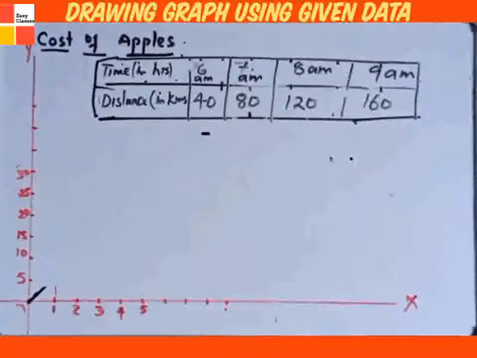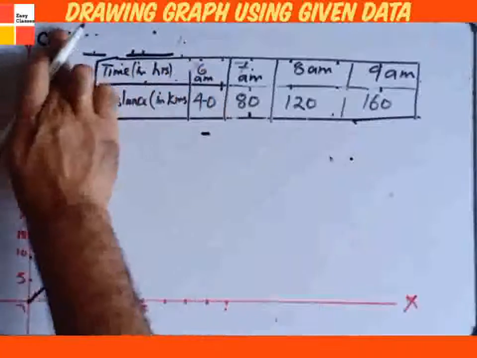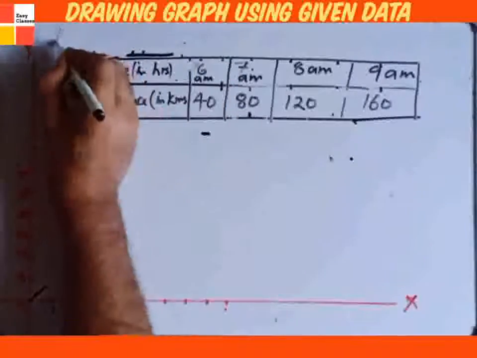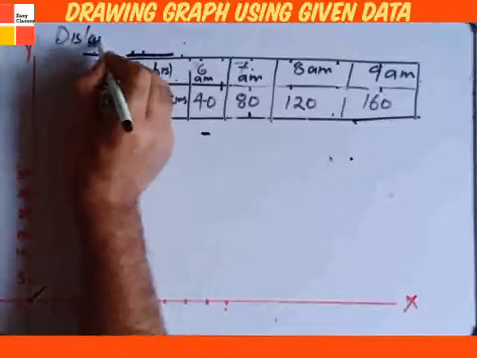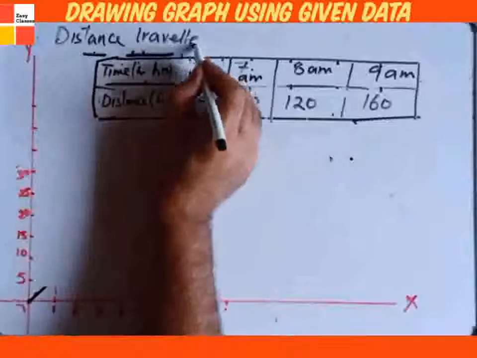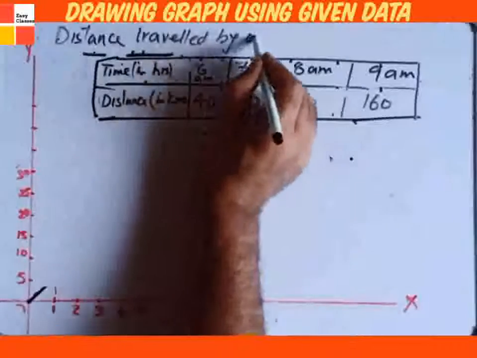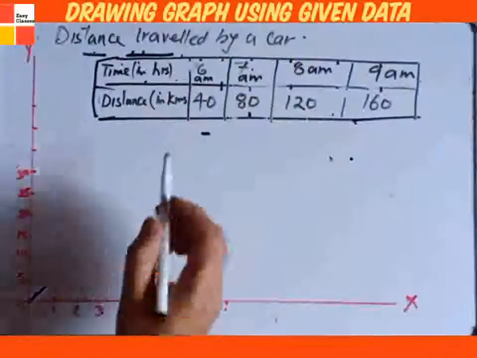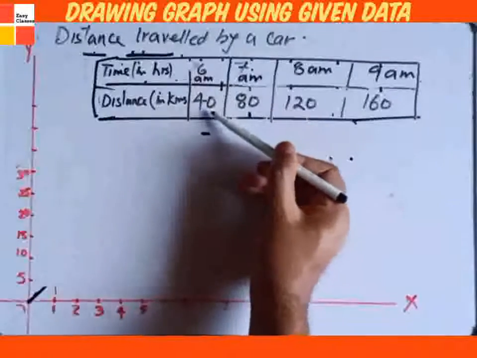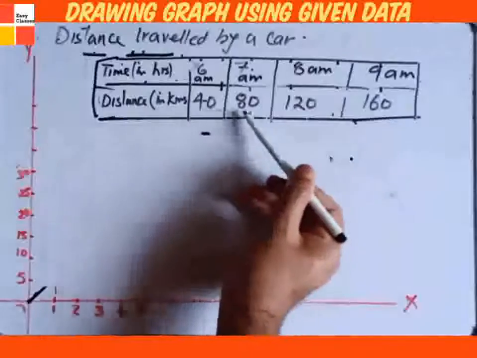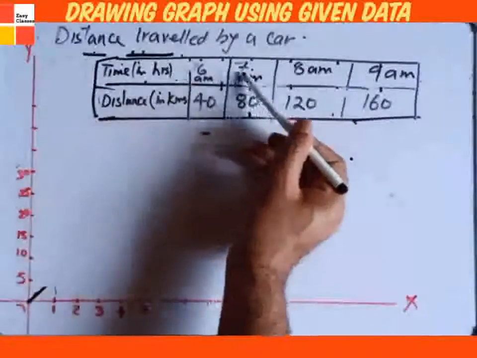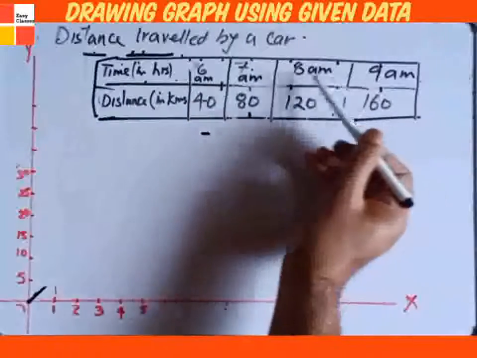Now there's another example: the distance traveled by a car. At 6 a.m. the car has covered a distance of 40 kilometers. This is the distance in kilometers, and this data shows the time intervals.